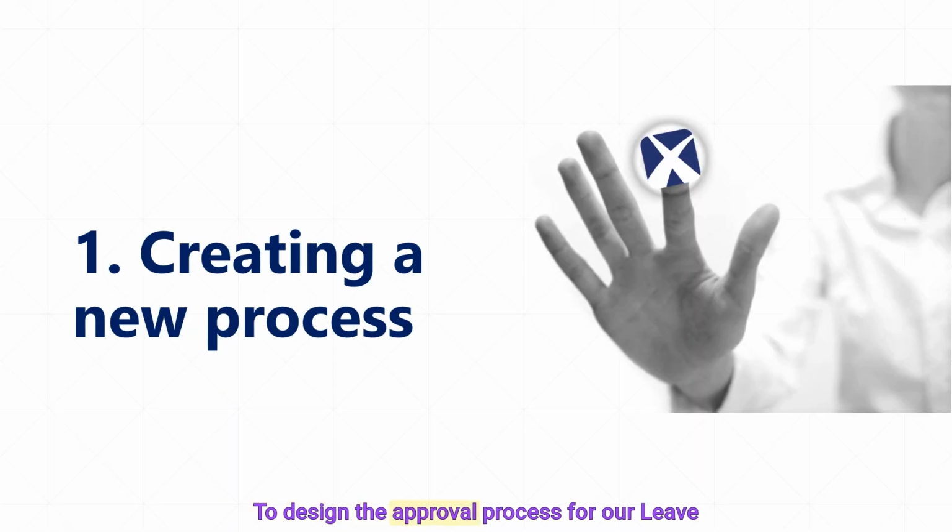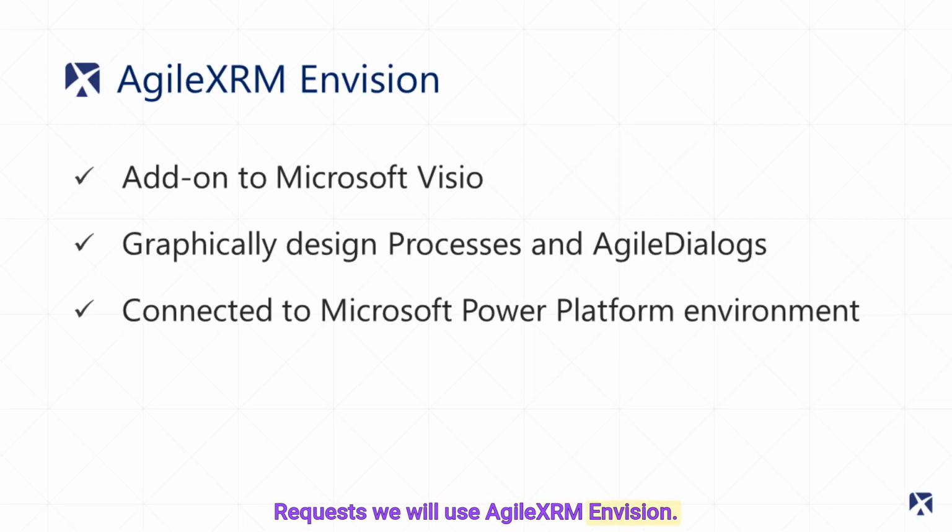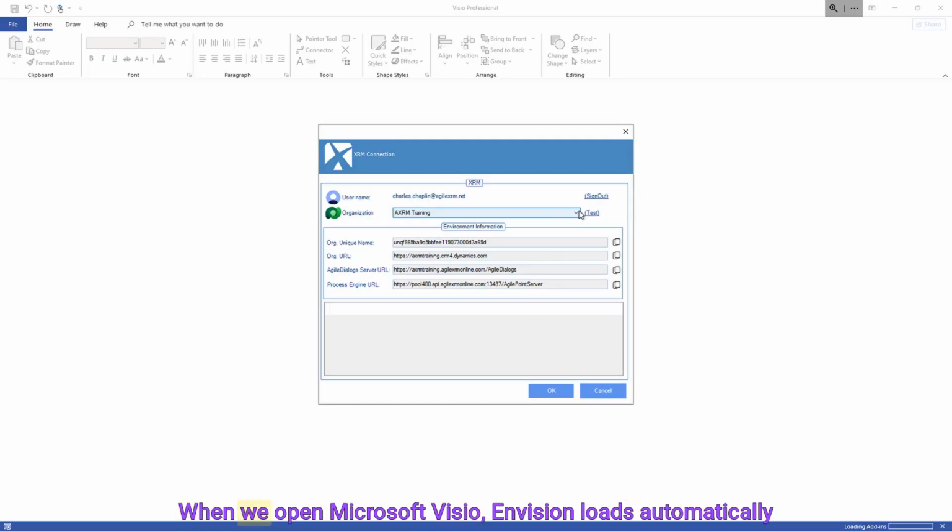To design the approval process for our leave requests, we will use AgileXRM Envision. This is an add-on to Microsoft Visio that allows you to graphically create agile dialogues and processes that are connected to your Power Platform environment. When we open Microsoft Visio, Envision loads automatically and displays the environments we have access to. We select our environment and connect.